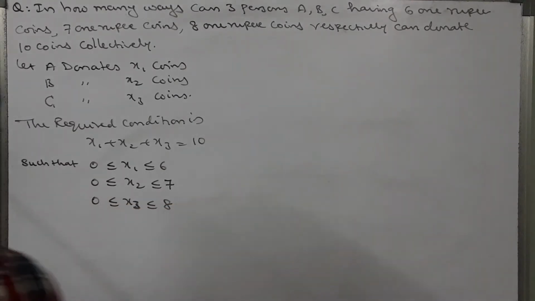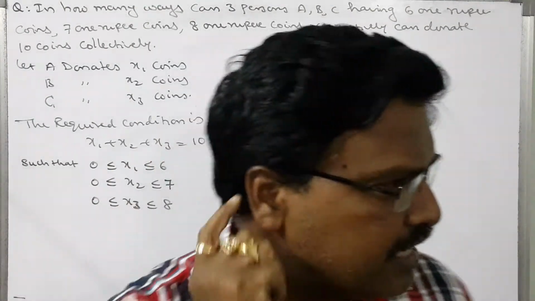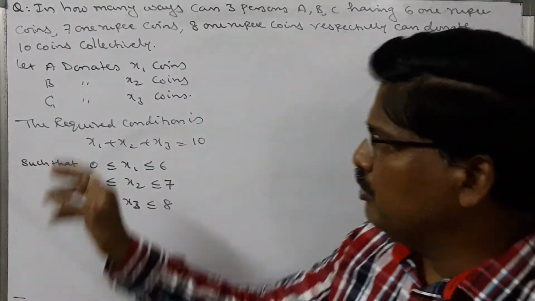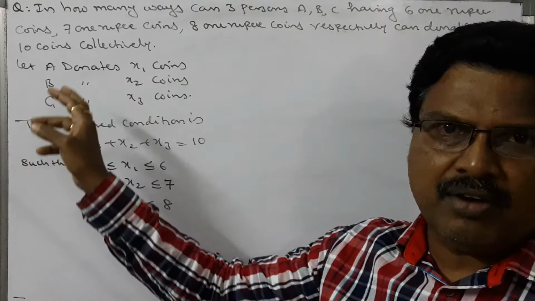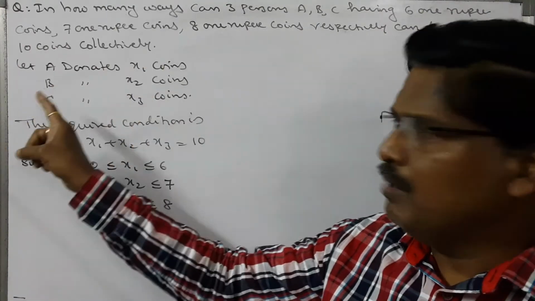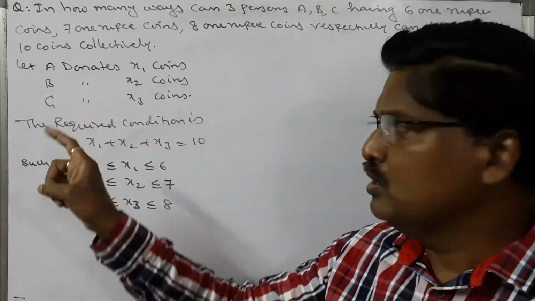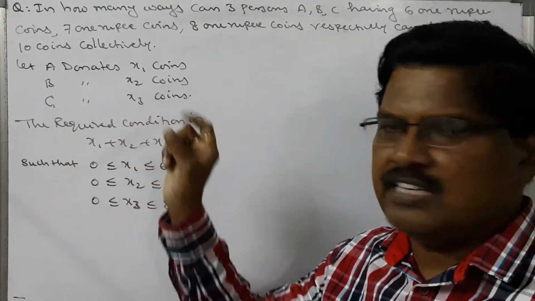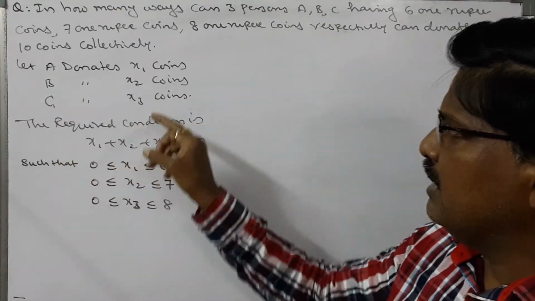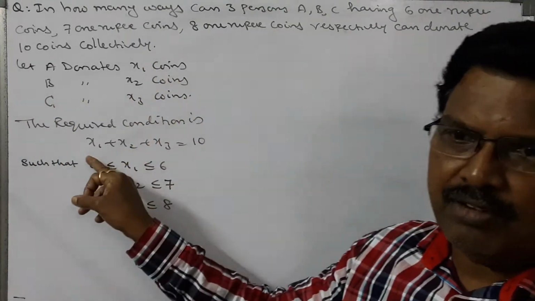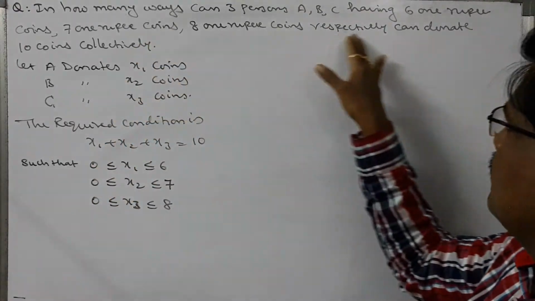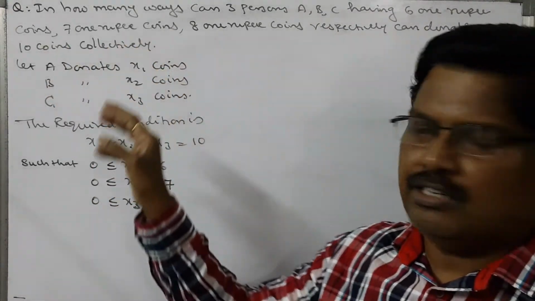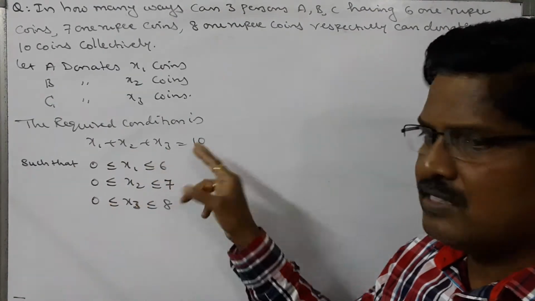I hope all of you understood this. Why? Because let us consider that A donates x1 coins. The number of coins donated by A is x1, by B is x2, and by C is x3. So the required condition is that the sum of these three must be equal to 10. Why? Because collectively our condition is they have to donate 10 coins collectively. That's why x1 plus x2 plus x3 is equal to 10.